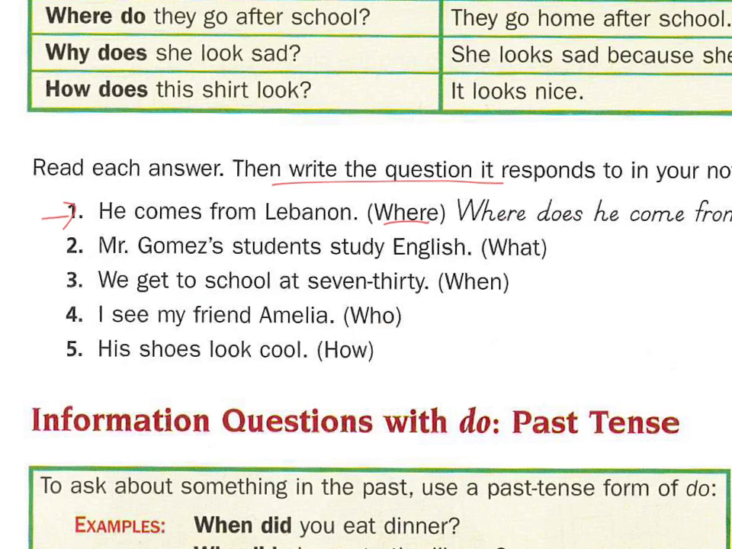Who? I see my friend Amelia. Who? Who do you see? So if it's I, the question is you. I see my friend Amelia. Who do you see? I see my friend Amelia.